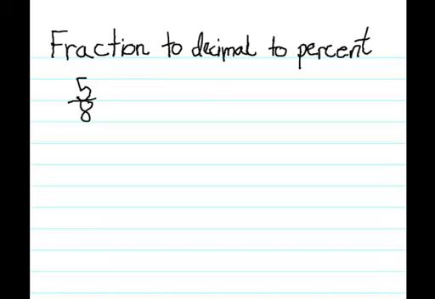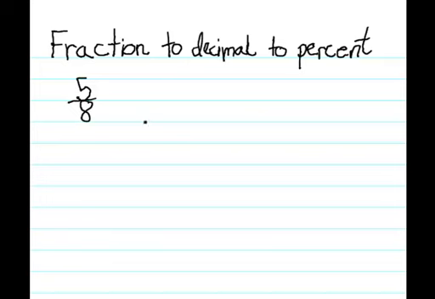In this example, we will take a fraction and turn it into a decimal and then to a percent. Even if you had a fraction and you wanted to get it to a percentage, you typically get it into decimal form first. So the fraction we have is 5/8, or 5 divided by 8. And so that's what we'll do.